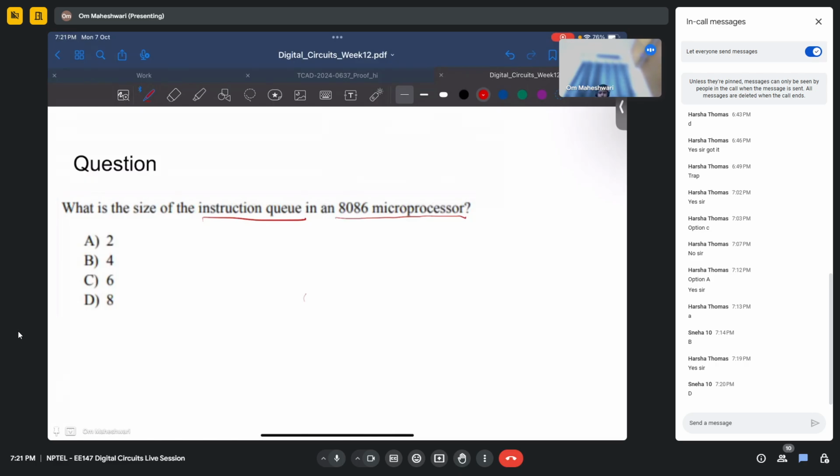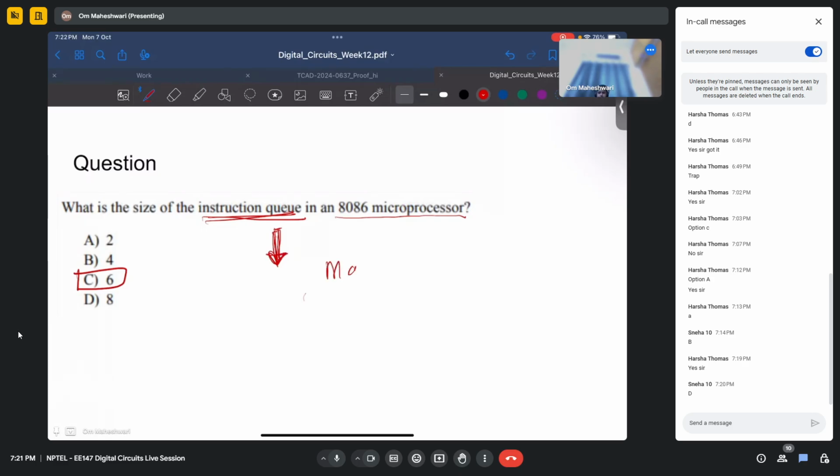So the answer to this is option C, 6. So basically, what is the instruction queue? The instruction queue is supposed to send the next instruction to the execution unit, where it stores the opcode of a particular instruction.